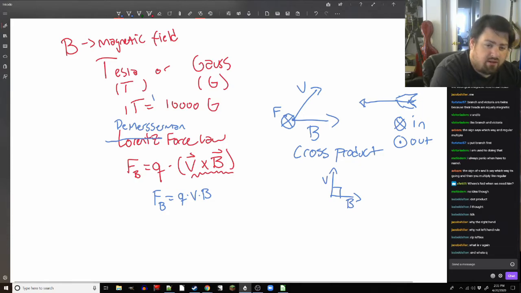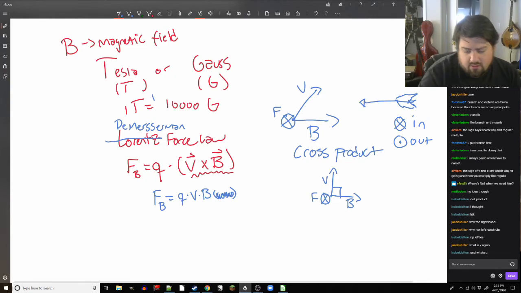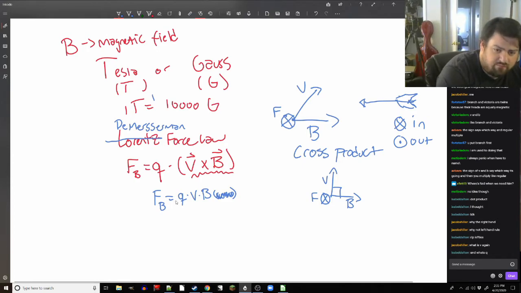If they're not perpendicular, it's not this. I think it's a cosine theta in between, but I can't quite remember. And do remember the direction of this force is still going to be, right, BV in this case, going into the screen. So if you want to just calculate the magnitude of the magnetic force, if it's perpendicular, I'll write that down. Here's your equation.